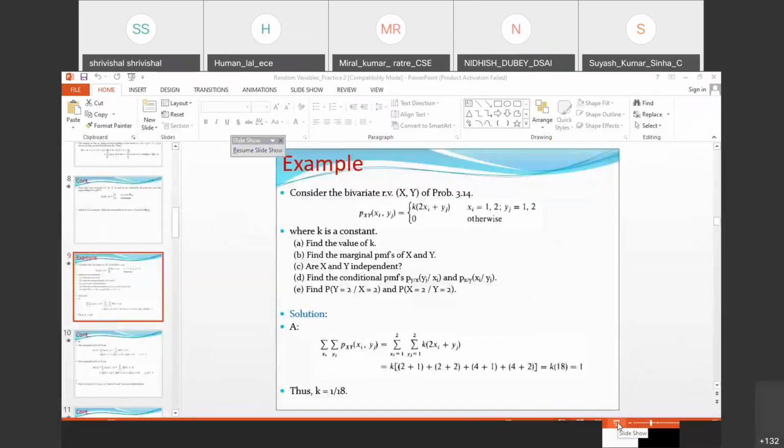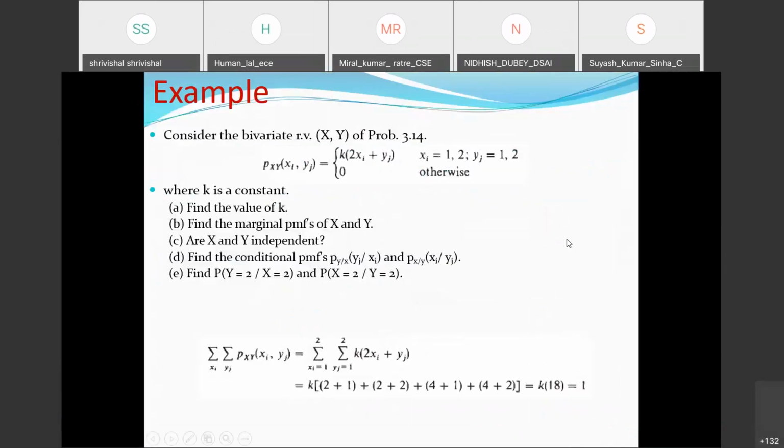Now we go for one more question, and then we'll close today's session. So this is the first part. Let's consider the bivariate random variable xy. This is given, and based on the same, we need to find out a few things.